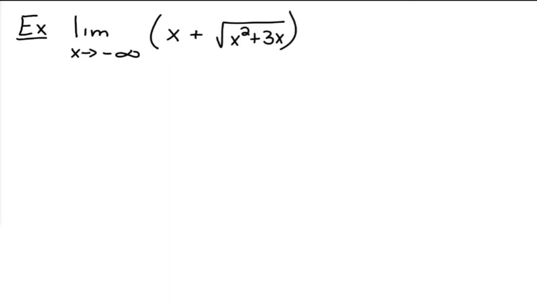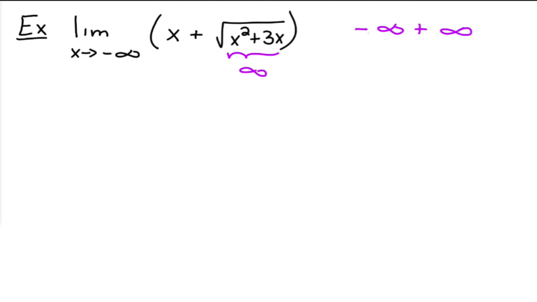Okay, so in this next example, when we plug in infinity, notice we get negative infinity plus, here you have negative infinity squared plus 3 times negative infinity. So this whole inside right here is going towards infinity, because a big number squared is much bigger than 3 times a number. So this whole thing is going to positive infinity. Although these are backwards, this is still infinity minus infinity, which is an indeterminate form.